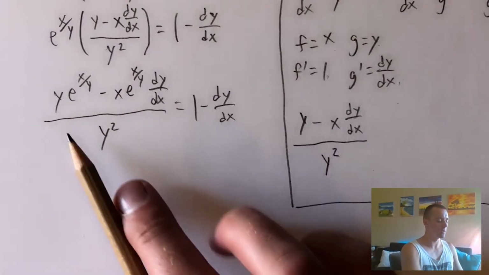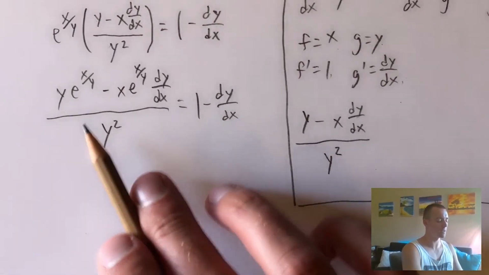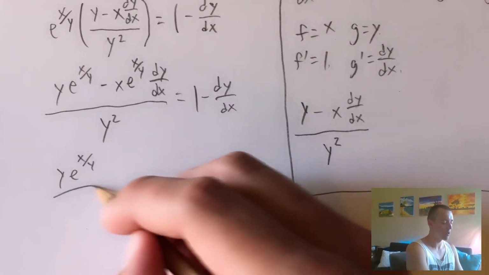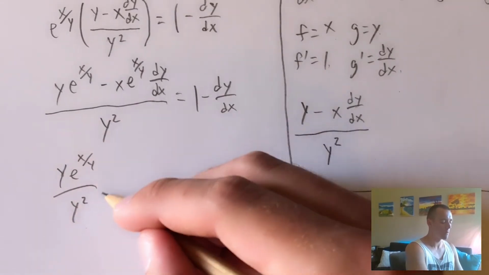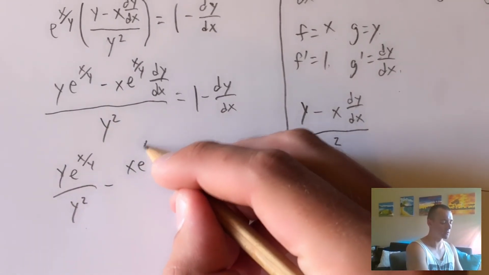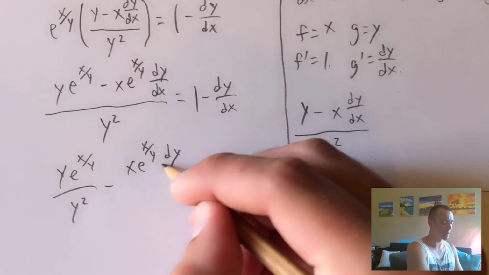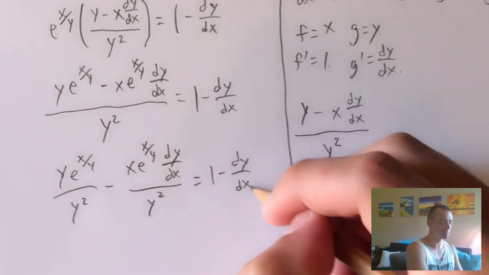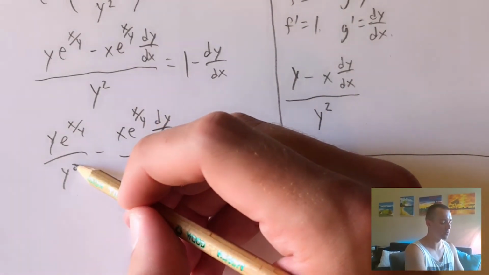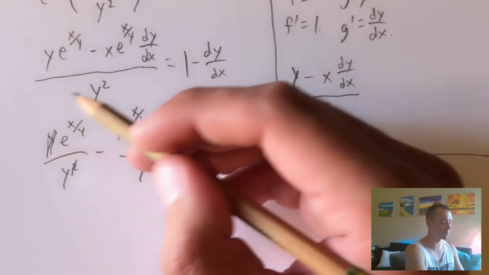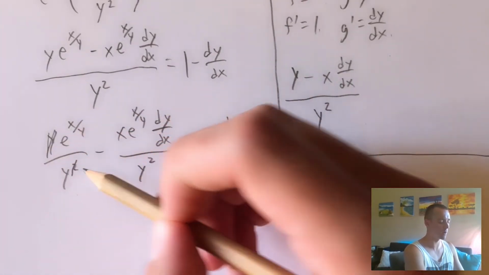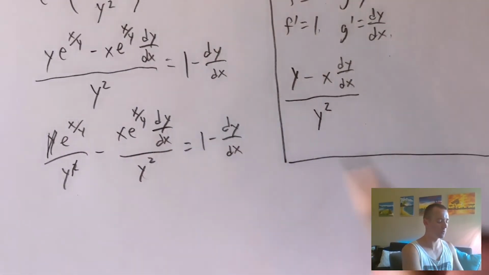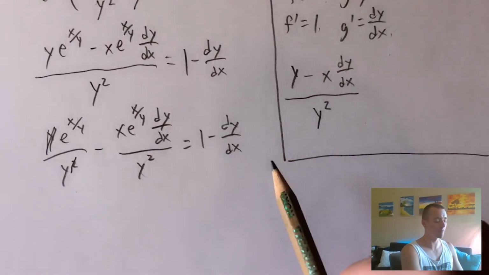And then what we can do is split this fraction up. So we can basically write this as two separate fractions. So we would get y times e to the x over y squared, minus x e to the x over y times dy dx over y squared. And then we can simplify this a bit. The y squared is going to cancel, one of the y's is going to cancel with this y. So we're just going to get e to the x over y over y. There's nothing that can cancel with any of these y's down here in this one. And there's really no simplifying we can do over on the right side of our equation.